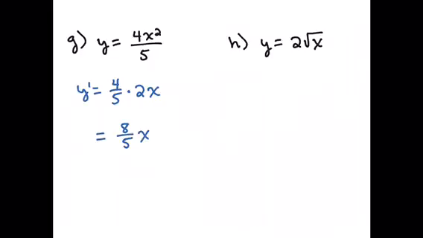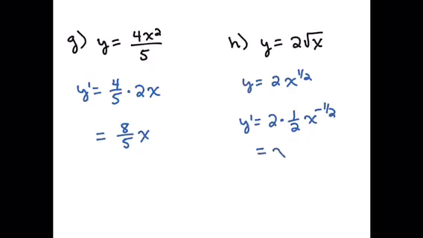For h, I want to rewrite this function as y equals 2 times x to the 1/2 power, so I can see the power. So the derivative, the 2 stays out front, and then I'm going to get a 1/2 when I take the derivative of x to the 1/2, and we get x to the negative 1/2. When I multiply my coefficients out, this just leaves me with x to the negative 1/2, and it's fine to leave my answer in that form, or I could rewrite it as 1 over the square root of x.